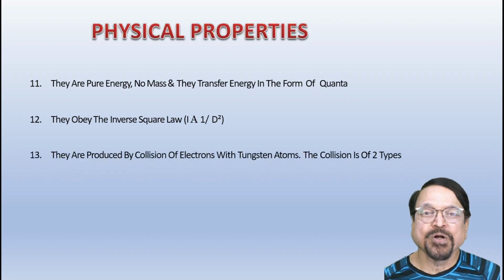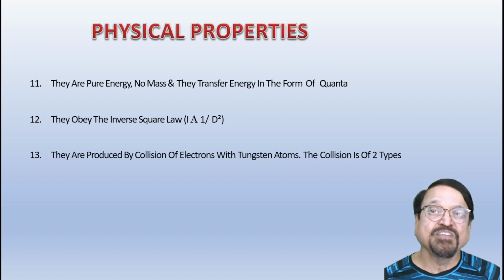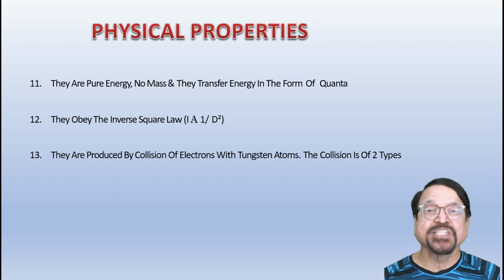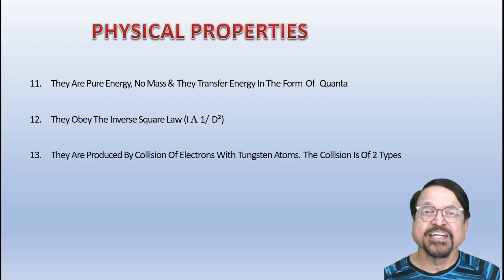It is also important for radiation protection that the more we go away from the source of radiation, the less radiation we receive, and that is the inverse square law. So drastically radiation will get reduced if we keep a distance. That comes in radiation safety.